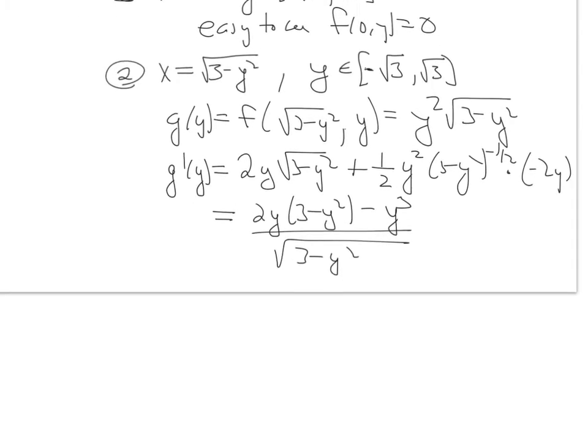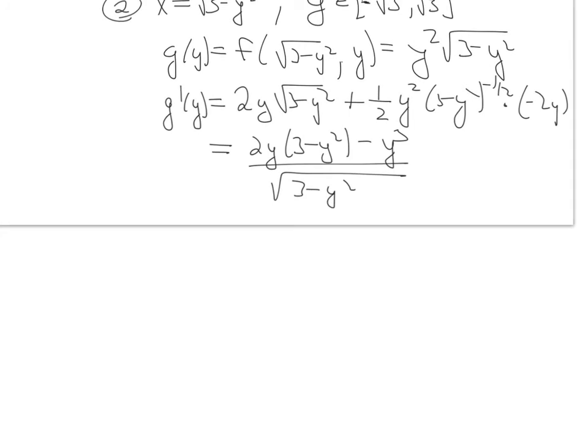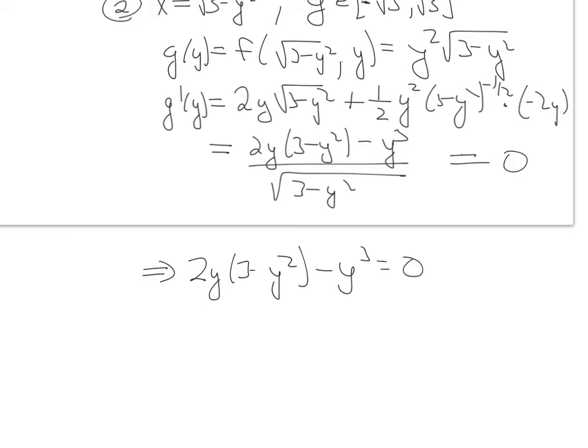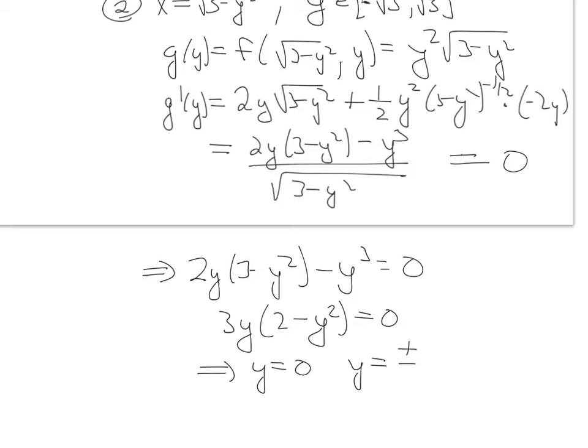And so if I want to know when this is equal to 0, right, this is the same thing as saying that 2y times 3 minus y squared minus y cubed is equal to 0. Right, and now I multiply out and then refactor, so this is the same thing as saying that 3y times 2 minus y squared is equal to 0, and so this tells me that y equals 0 and y equals plus or minus root 2 are the critical points of this function.